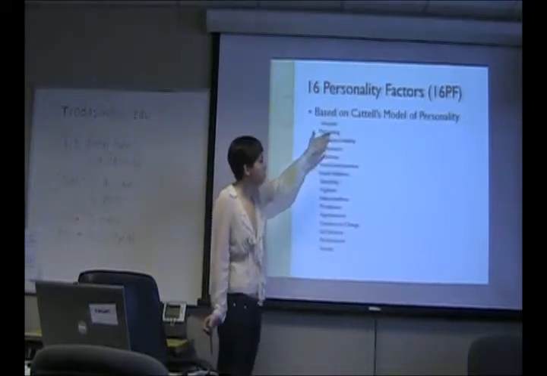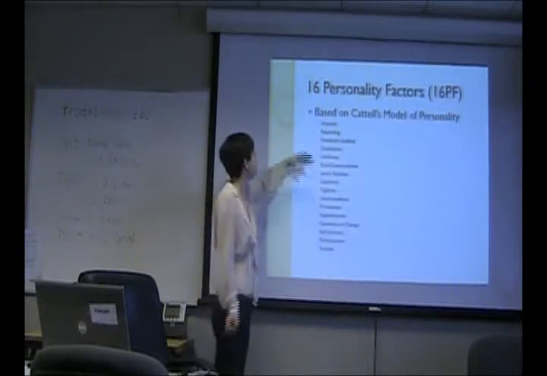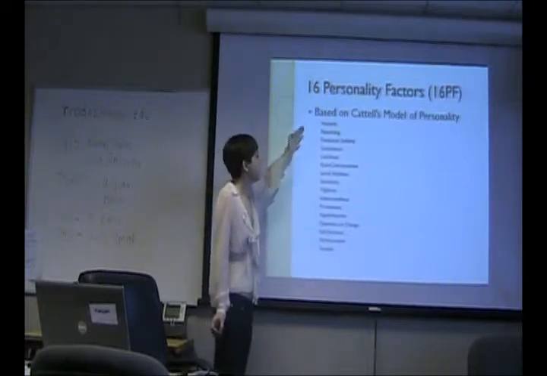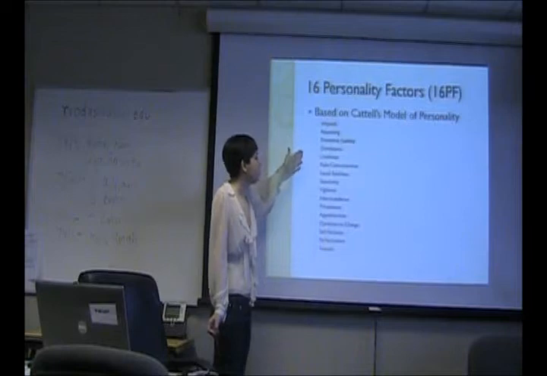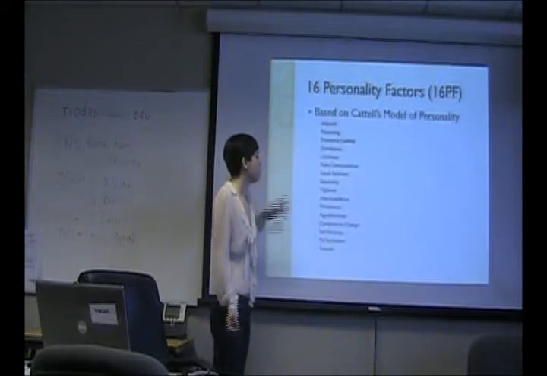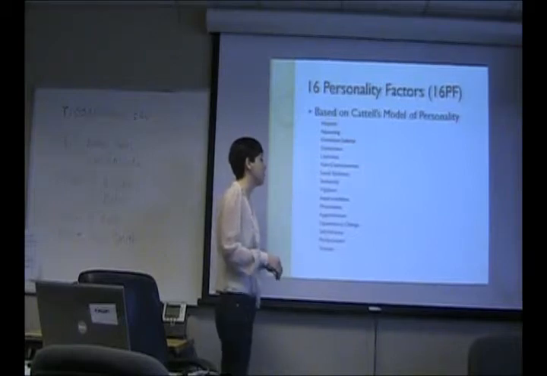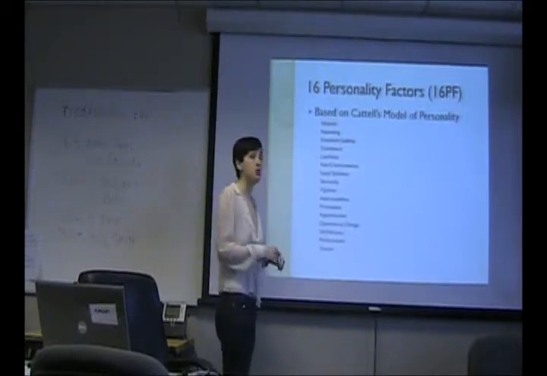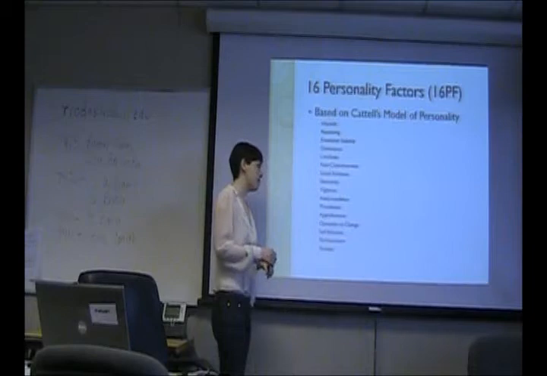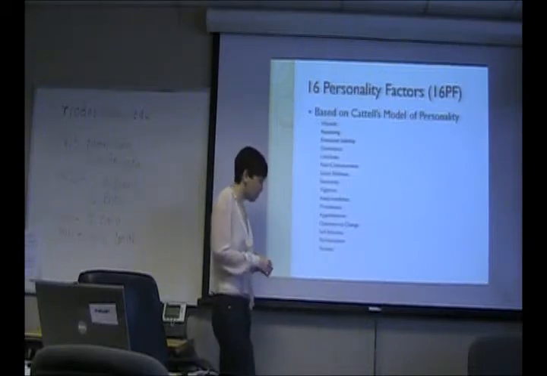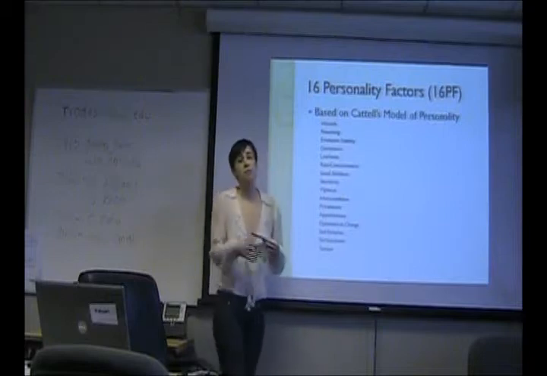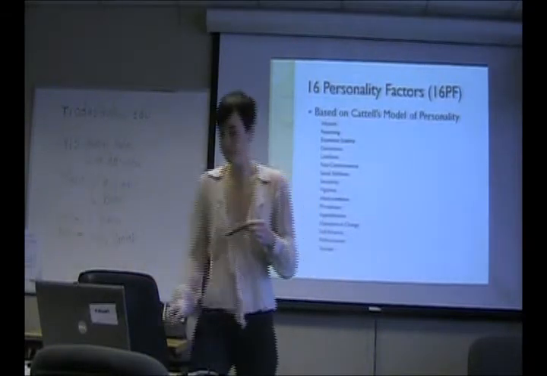Cattell's model of personality posits 16 factors: warmth, reasoning, emotional stability, dominance, liveliness, rule consciousness, social boldness, sensitivity, vigilance, abstractedness, privateness, apprehension, openness to change, self-reliance, perfectionism, and tension. Okay?